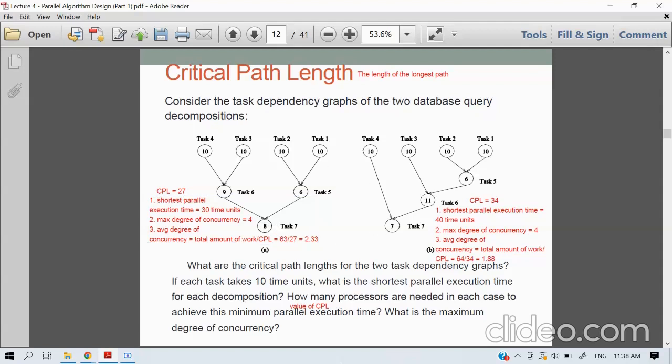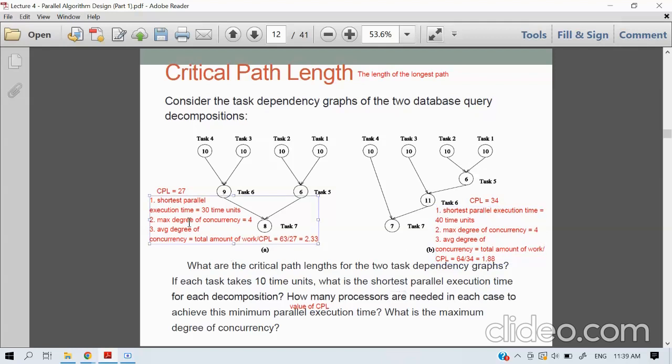Where do you think we get the answer 4, guys? Here is the maximum degree. Maximum degree means at one time, at one level, it can execute 4 tasks in concurrency, in parallel. Okay, that's why the answer is 4. So same goes to graph B. It also can execute 4 tasks in parallel. So the maximum degree of concurrency is equal to 4.